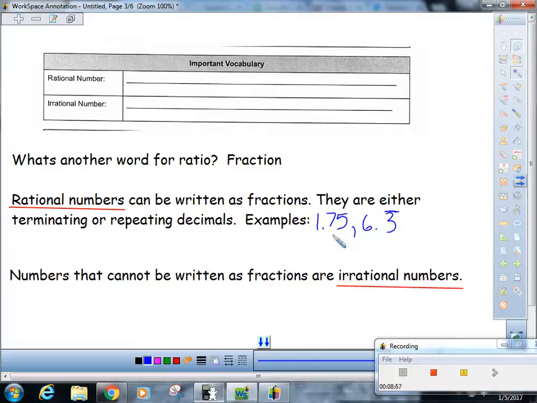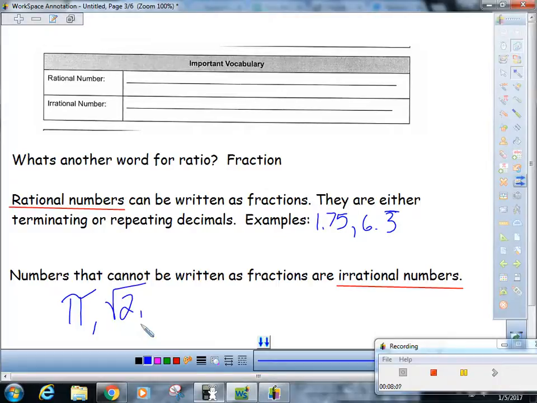Now, next question. Numbers that cannot be written as fractions are called irrational. What's the most famous irrational number? Very good. It's pi. It doesn't repeat, and it doesn't end. It keeps going without a pattern. Okay?